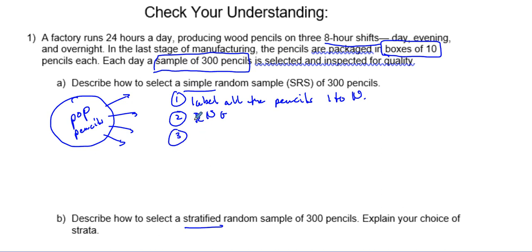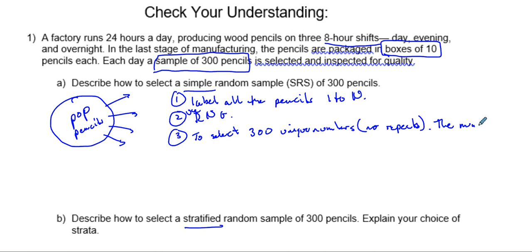And the third thing is we're going to use the random number generator to select 300 unique numbers. Now, when we talk about these unique numbers, this means no repeated numbers, so no repeats. So we select 300 unique numbers, no repeats.